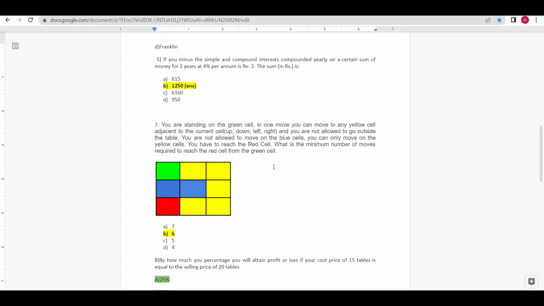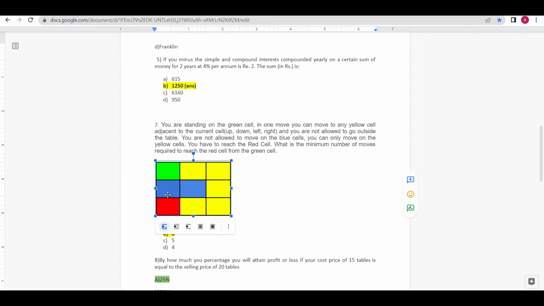We are given the question as: we are standing on a green cell, that is this green cell, and in one move we can move to any yellow cell adjacent to the current cell. We can move in any direction, that is up, down, left, right. We are not allowed to move outside the table, and we are also not allowed to move into a blue cell.